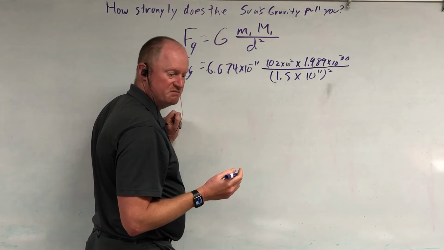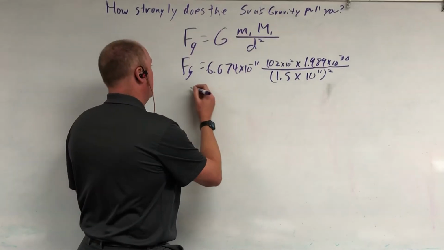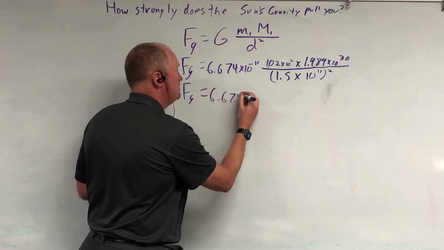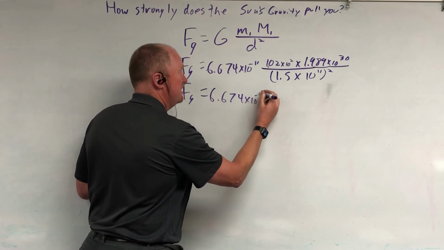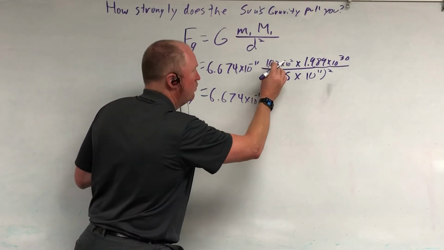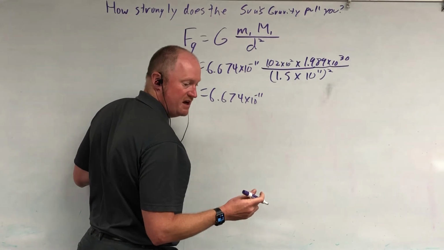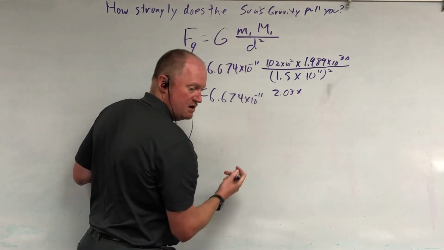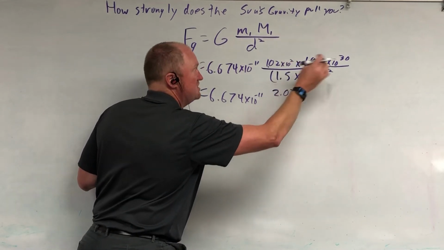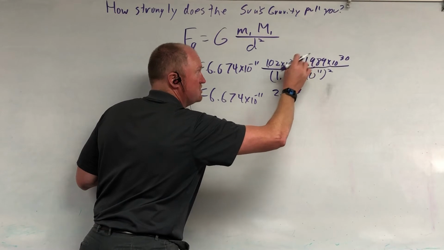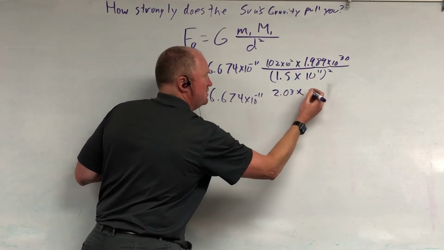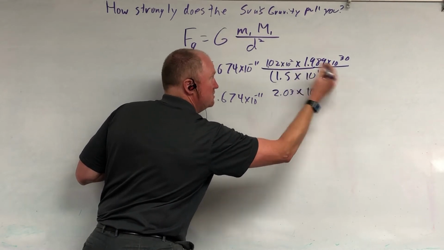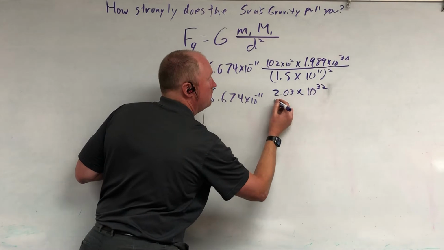So let's start doing some math here. For the force of gravity, let's just leave the gravitational constant alone for now: 6.674 times 10 to the negative 11. Multiply 1.02 times 1.989, and you get 2.03, times 10 to the second times 10 to the 30th. When you multiply, you just simply add the exponents, one of the reasons why I use scientific notation. And you get 10 to the 32nd power.